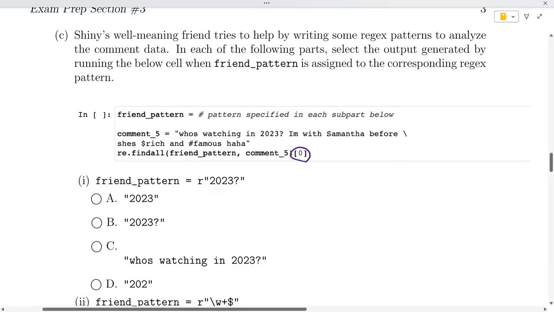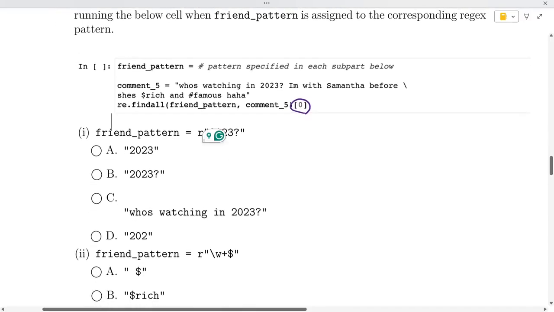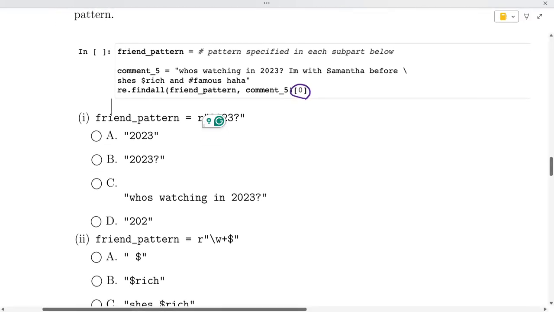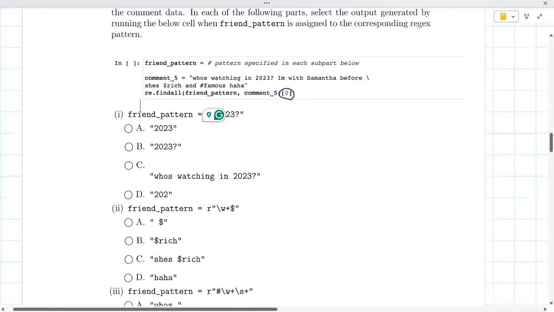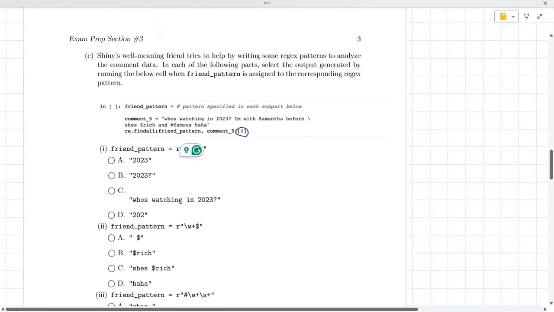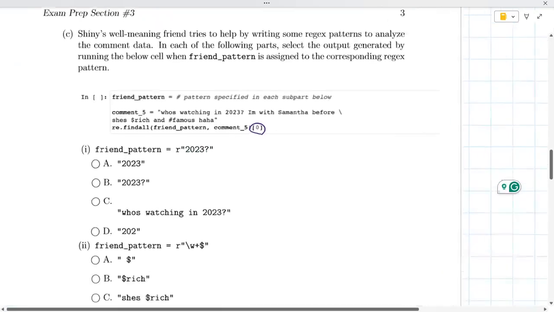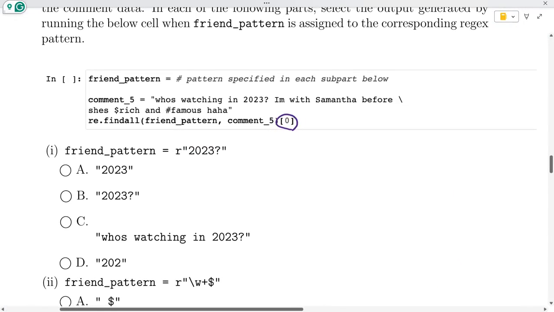Okay, so let's become a regex compiler because that's all we do as a data scientist, and try to figure out what's the first pattern we get from this first pattern, which is 2023 question mark. Well, the question mark here is also a regex symbol. It means 0 or 1 time. So technically, both A and D would be okay choices, and B would not because this question mark does not match a literal question mark. So B would not work.